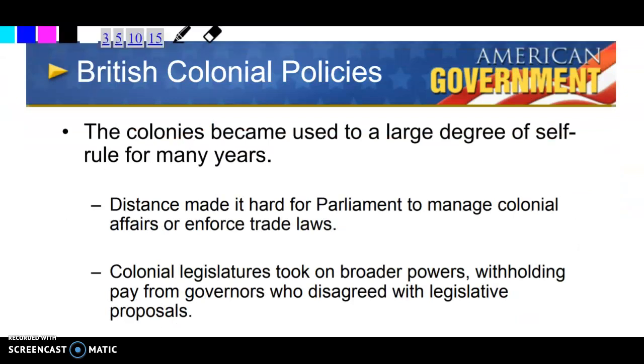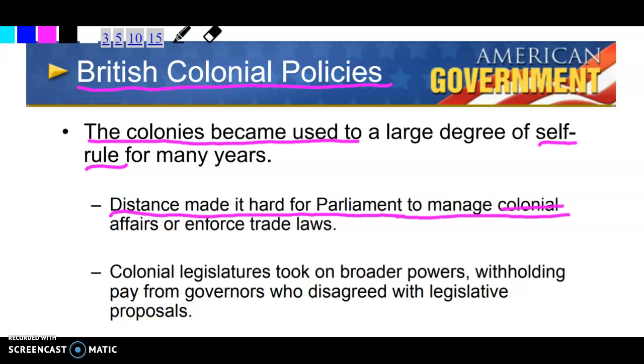All of those could have been things you answered for your focus question. So your first heading for your notes is British colonial policies. The colonies became used to self-rule, so they became used to ruling themselves. The distance made it hard for the British Parliament to manage the colonies or enforce the laws. The colonial legislators took on broader powers. That's something you should know.